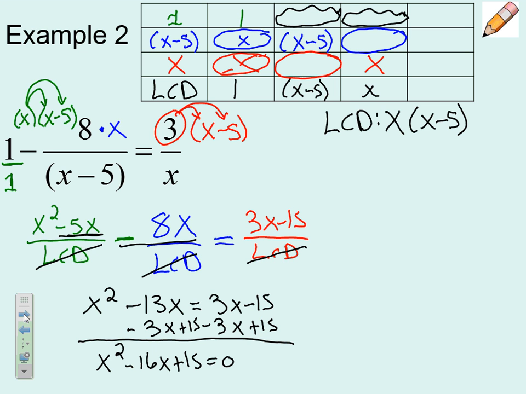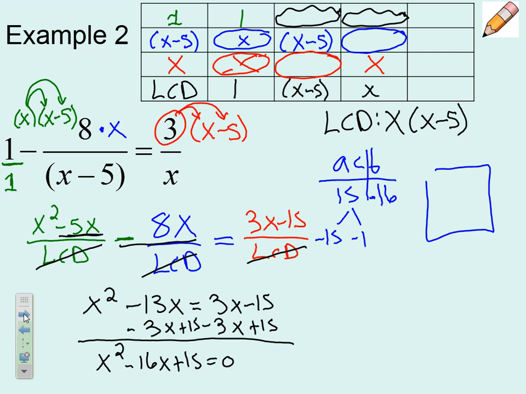From here, ladies and gentlemen, I'm going to do a C method. So I'm going to take A times C, it has to add up to B. We have 15 has to add up to negative 16. So I'm going to use negative 15 and negative 1. Put it into the box. I get x squared minus 15x minus 1x minus 16.